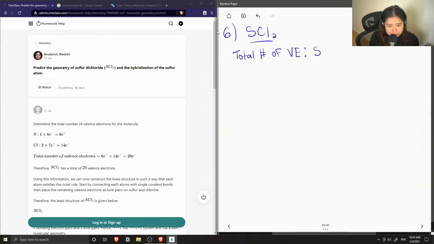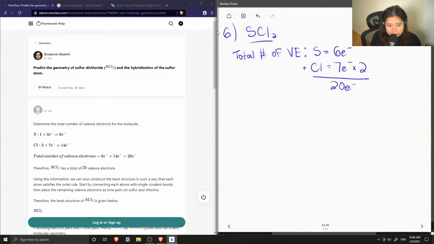So for sulfur, there are 6 valence electrons, and chlorine has 7. So we need to multiply 7 by 2, since we have 2 chlorine atoms in this molecule. So this gives us a total number of 20 valence electrons.